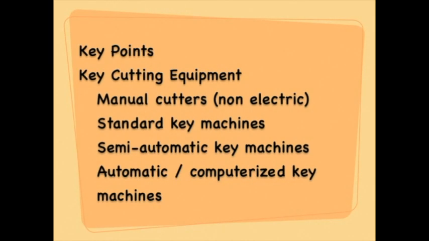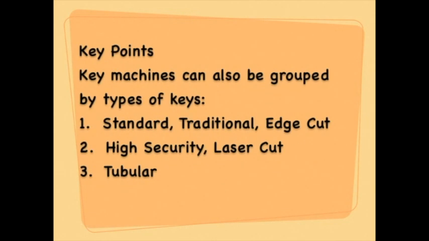Quite a variety of terms are used today to describe keys and key cutting equipment. The basic categories are manual cutters, like the A1 Pack-a-Punch and the HPC 1200 punch machine, standard key machines, semi-automatic key machines, and automatic or computerized key machines. Key machines can also be grouped by types of keys that they cut: standard and traditional or edge cut keys, high security or laser cut keys, and then tubular keys.